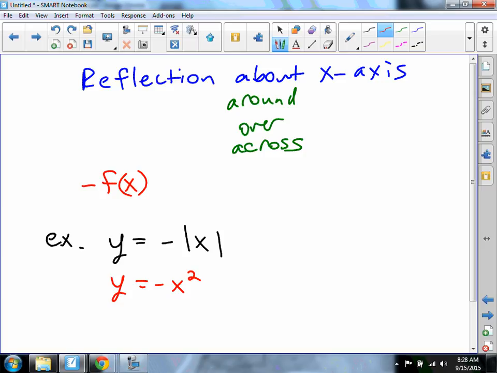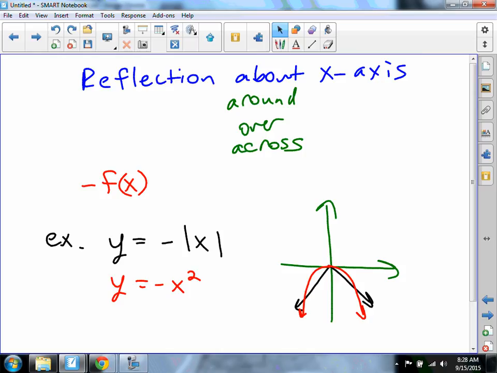What the graphs of those look like is pretty interesting. The parent absolute value function is a v that opens upward. Well, its reflection is a v that opens downward. Otherwise, it looks the same. It's just flipped over, and its vertex is in the same spot. Same thing with the quadratic function. Instead of opening upward, it opens downward.